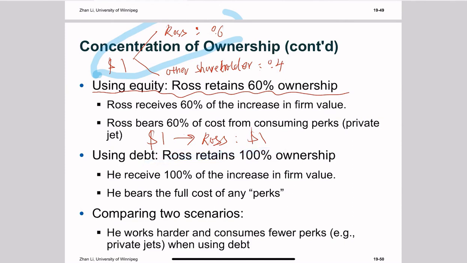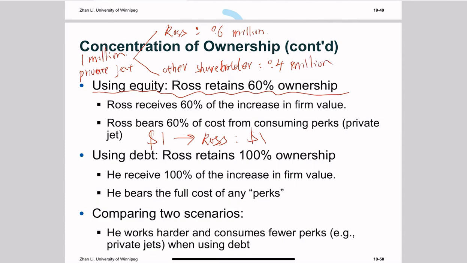Now we're talking about gains. Let's talk about cost. So let's say now the firm wants to buy a $1 million private jet. This is an expense. This is a cost. Because Ross has only 60% ownership, he needs to pay $0.6 million. What about the other shareholders? Of course, $0.4 million.